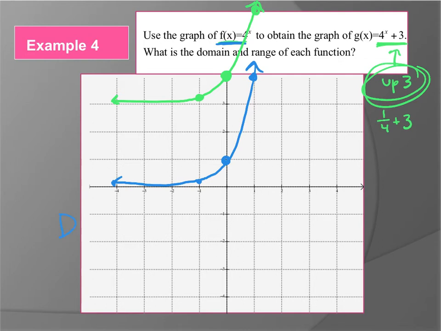So now let's find the domain for our blue graph, our f of x function. What's our domain? All real numbers. And then what's our range? 0 to infinity.